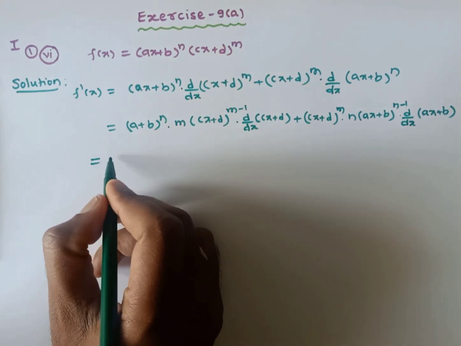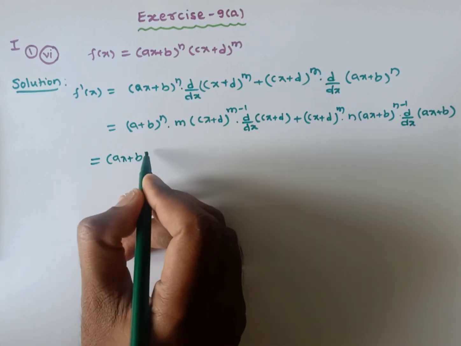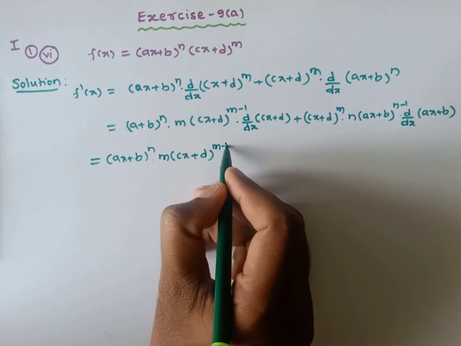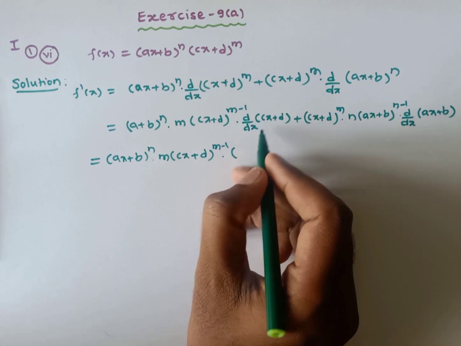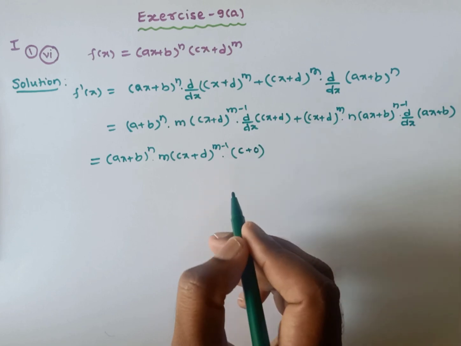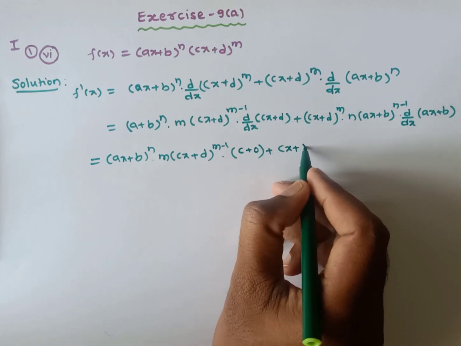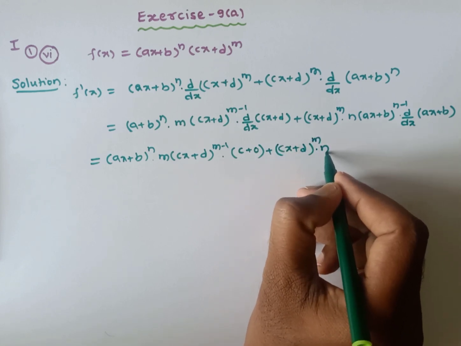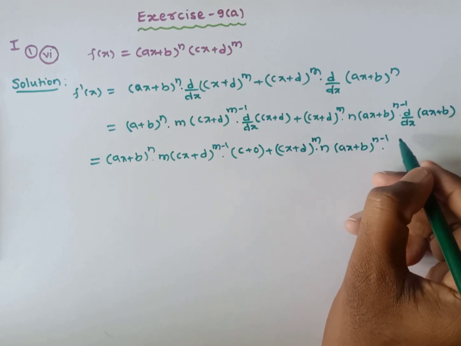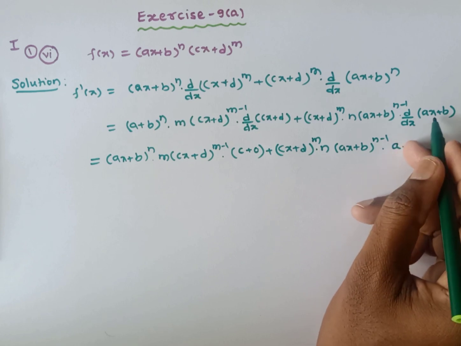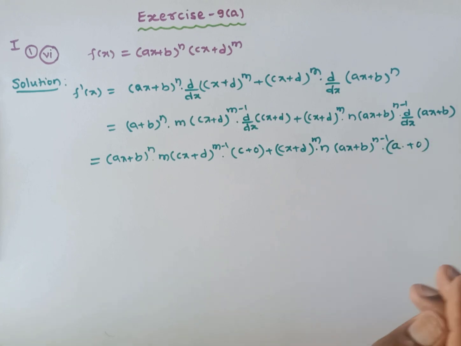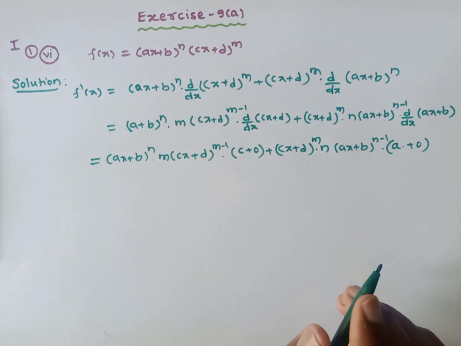Now this equals (ax plus b) as it is whole to the power of n into m into (cx plus d) whole to the power of m minus 1 into the derivative of c into x. C is a constant and the derivative of x is 1, plus the derivative of a constant is 0, plus (cx plus d) whole to the power of m into n into (ax plus b) whole to the power of n minus 1 into the derivative of a, a constant, into the derivative of x, which is 1, plus the derivative of b, a constant, which is 0. The derivative of a constant is always 0. The derivative of x is 1.